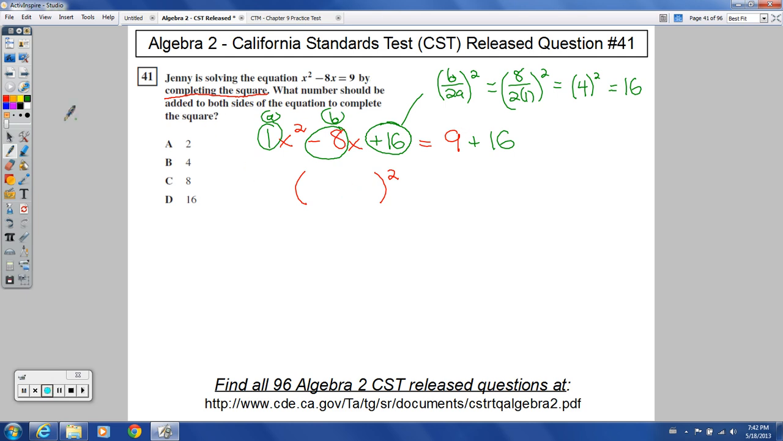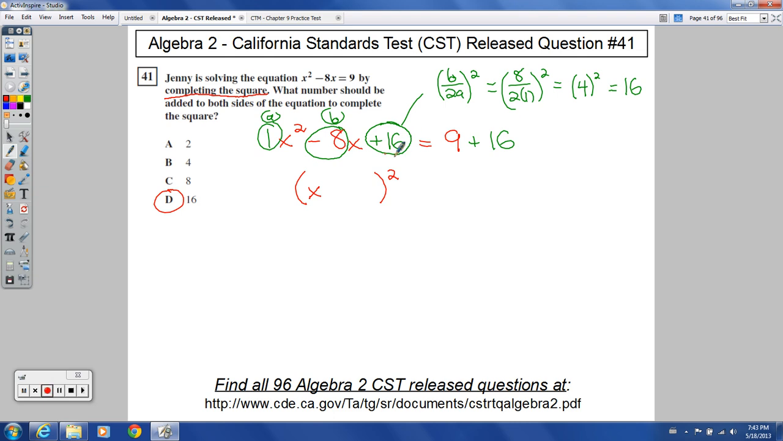I'd actually be done right there. So that's the number that should be added. The b over 2a squared part is 16. My final answer would be choice D. I'm going to show you how the rest would go, though, if we had to solve for x. We don't actually have to do that here, but let's do that just so we know how to do it in case something like that comes up on a CST or a final exam.